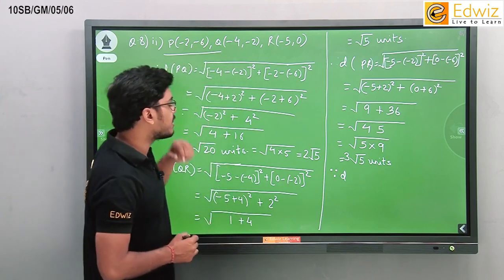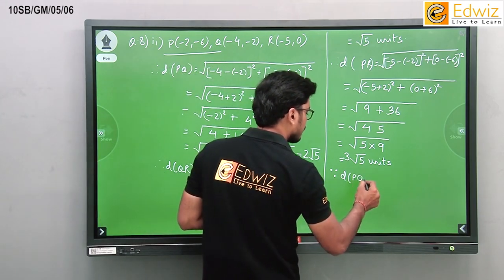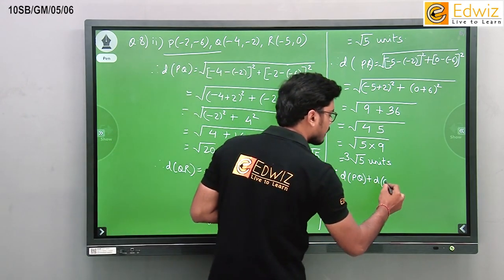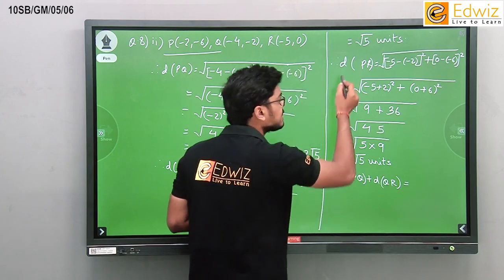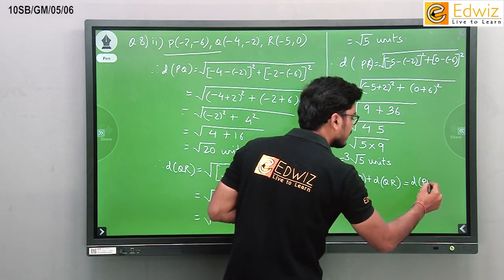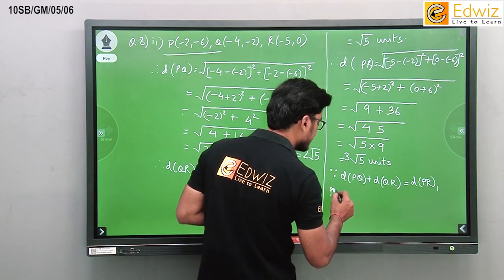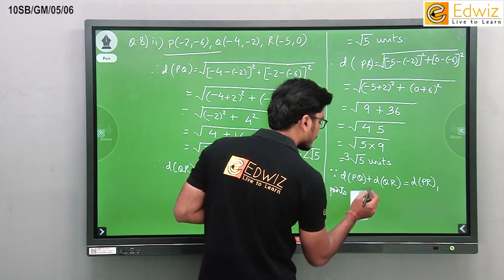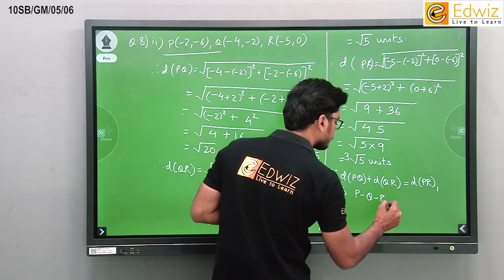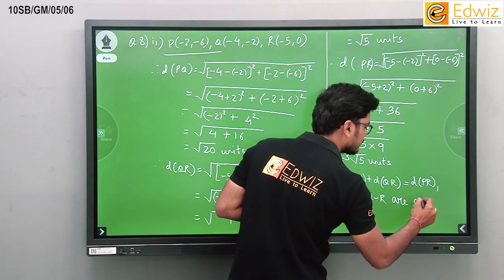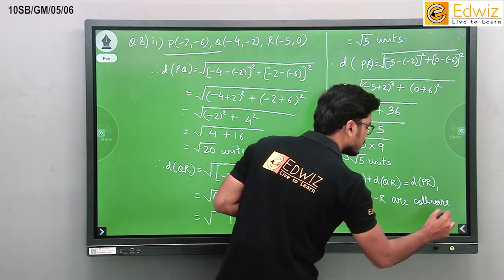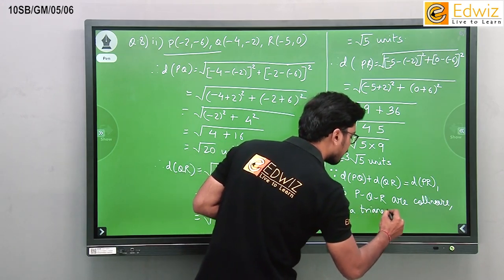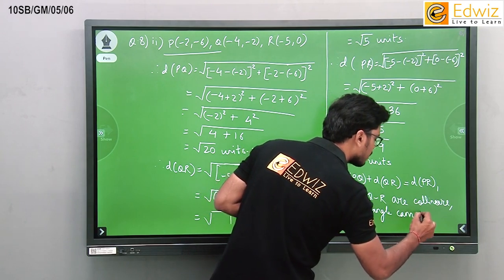So since distance PQ plus distance, this distance is QR, add होके we are getting distance PR. Okay, points PQR are collinear, hence a triangle cannot be formed.